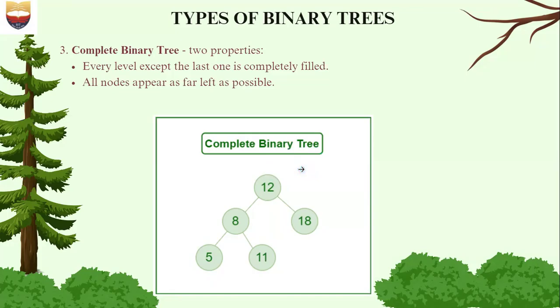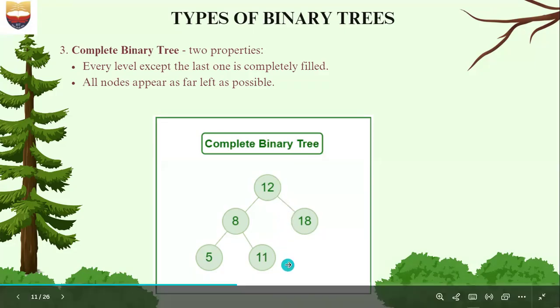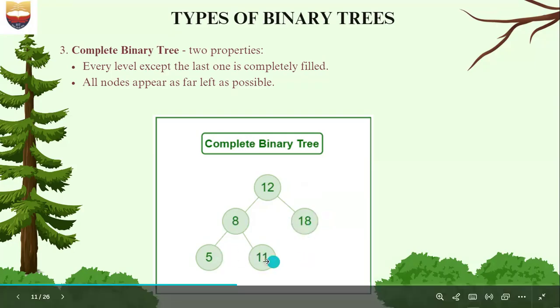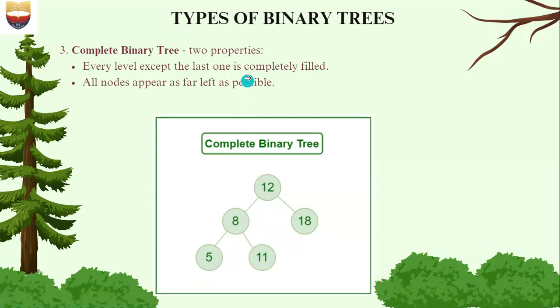And here, if you take each and every level of this tree except the last level, all the levels are completely filled. That is, in the first level, that is 0th level, there is only one node, root node. And if you come to the next level, here we have two nodes. And if you come to the last level, here we have only two nodes. Still, we can insert two more nodes into this level, right? Therefore, except the last level, all the remaining levels are completely filled. This is what first property given here.